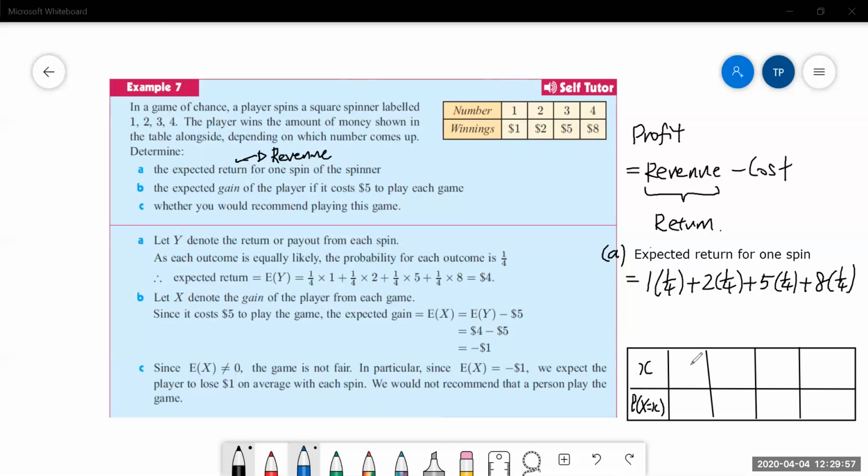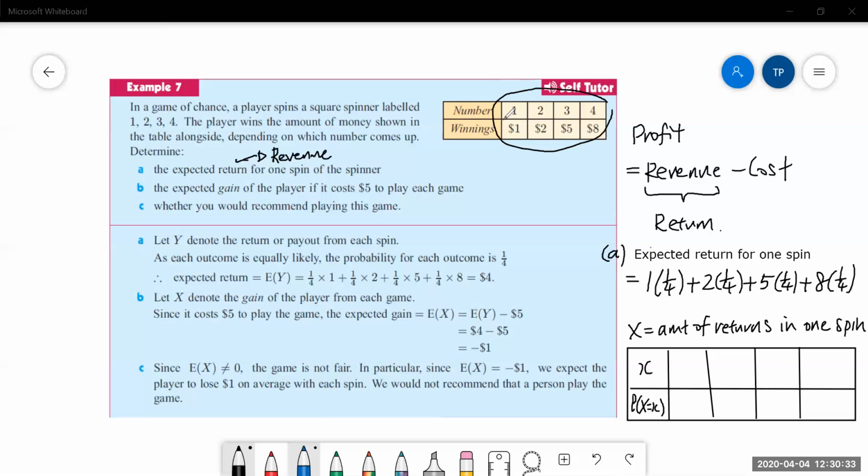Okay, so we want to find the expected return. X is the amount of returns for one spin. So we have to define what X is first. Always define what X is. That's why just now I couldn't define X, because I was looking at this table, where X is the number that the spinner shows. But now I can confidently define X as the amount of returns in one spin.